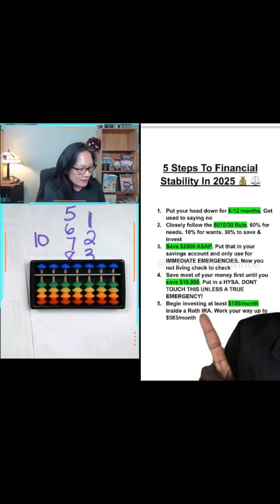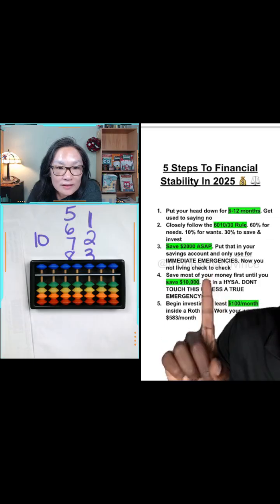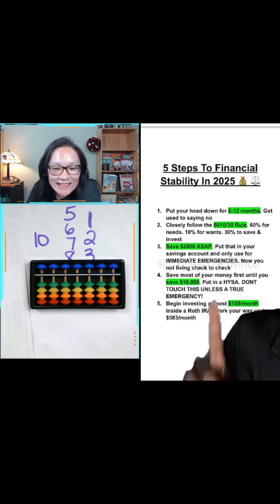For me, I like the Roth IRA. The reason I like the Roth IRA is for 2 reasons. Number one, it grows tax-free. And number 2, in retirement, the income is also tax-free. So it's tax-free growth and it's tax-free income in retirement.